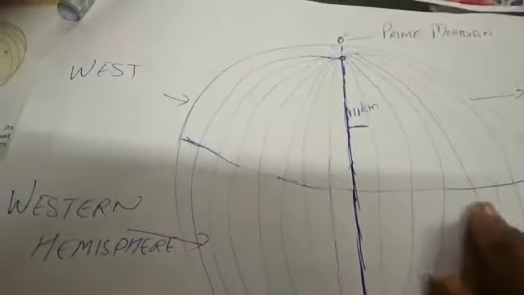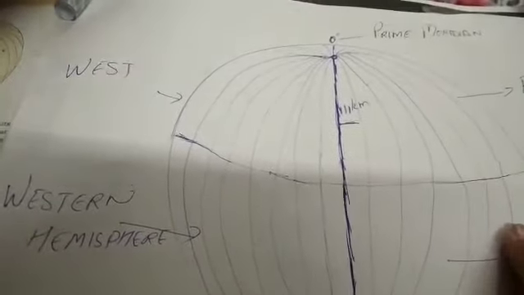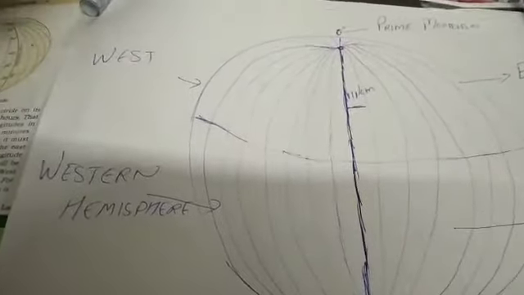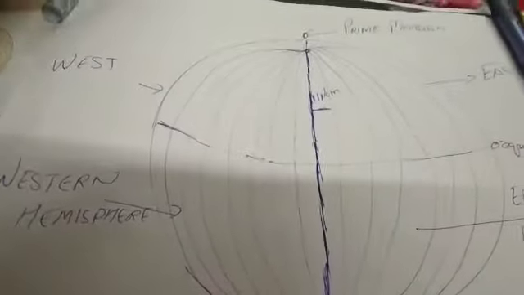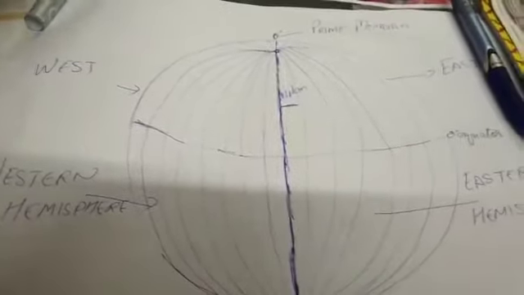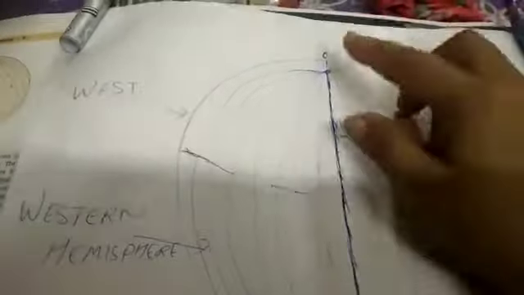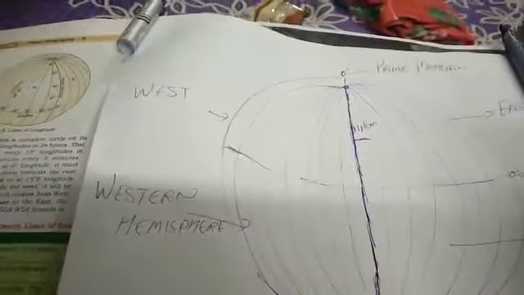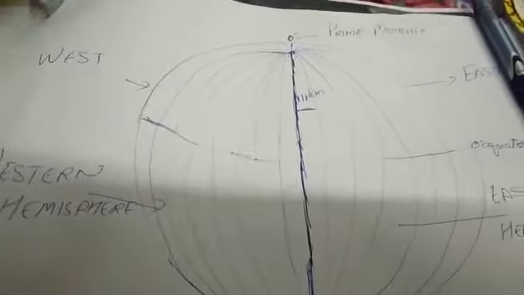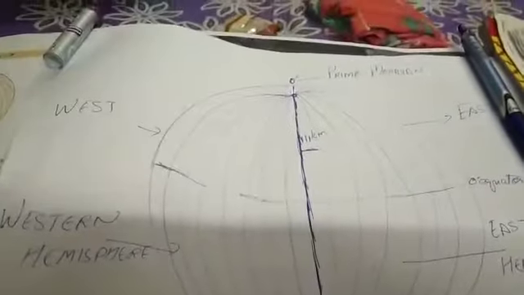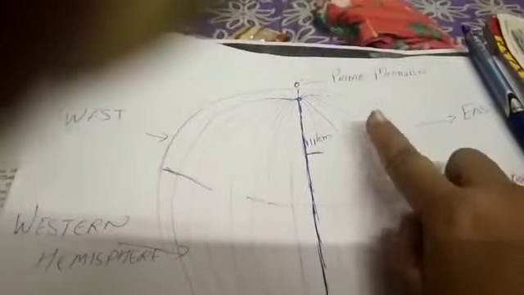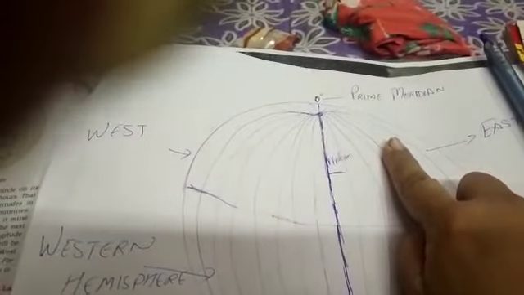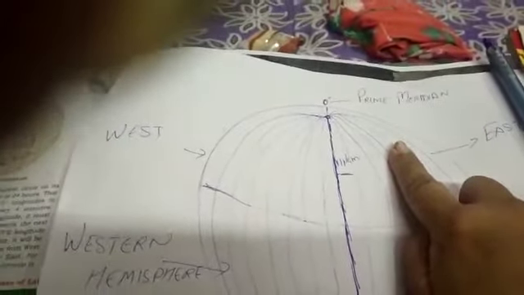That means 111 multiplied by 4, and you will get the correct time. Now children, local time. Wherever the sun is overhead, that will be considered your noon time. That means 12 o'clock. Any place where the sun is overhead will be considered your noon, and noon means 12 o'clock.